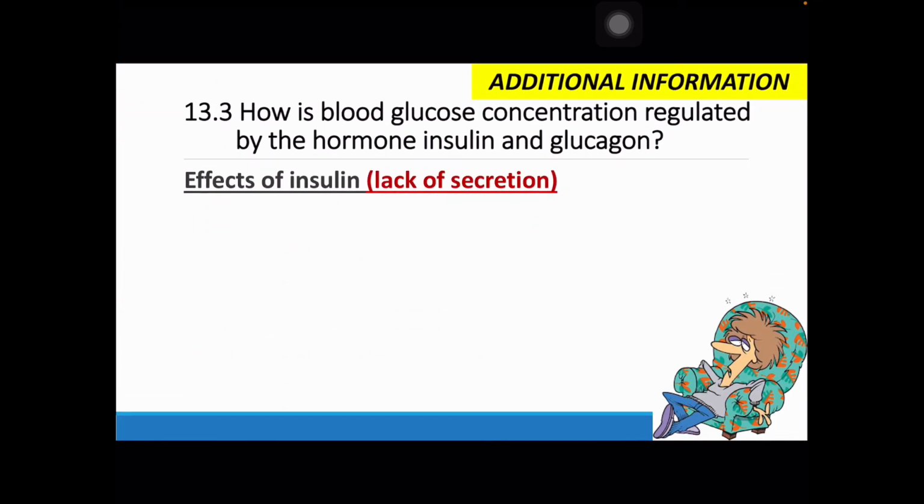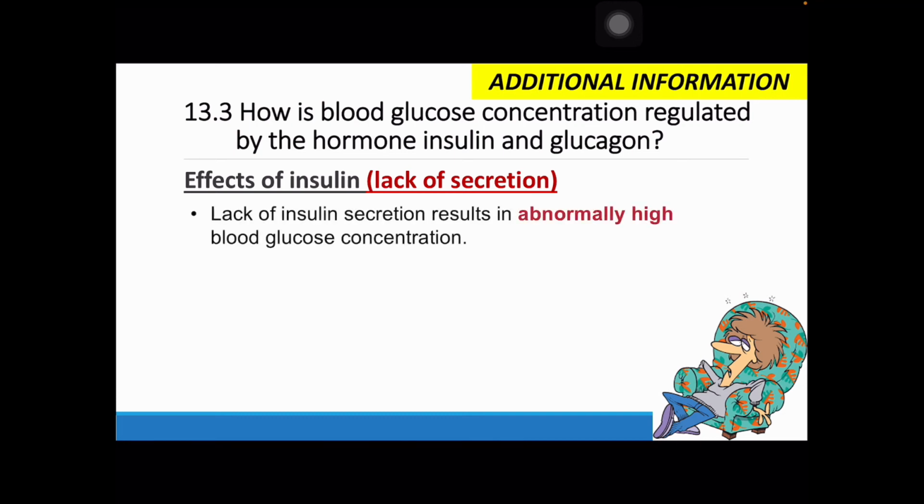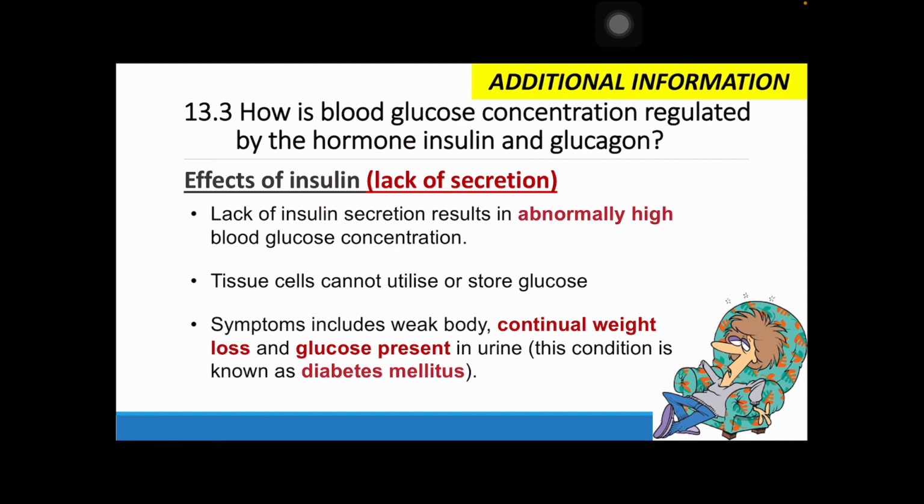Now, what happens if insulin is under-secreted? That means you need insulin, but your body is not producing enough. So as you can imagine, this will mean that you will always have an abnormally high blood glucose concentration. So your blood glucose concentration will always stay too high because you don't have enough insulin to help lower it down. At the same time, it also means that your tissue cells cannot fully utilize or store any form of glucose, and you end up having symptoms such as a weak body, continual weight loss, as well as glucose that's present within your urine.